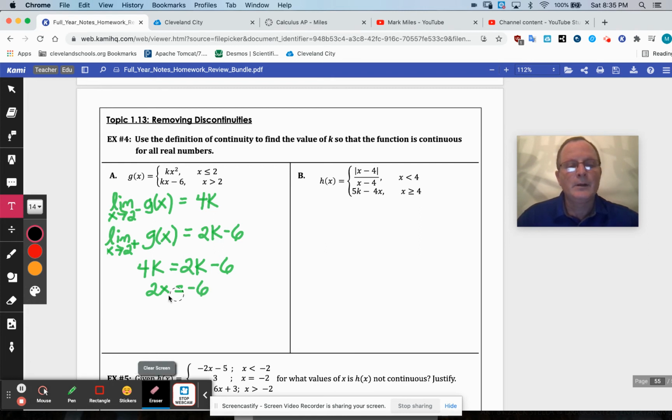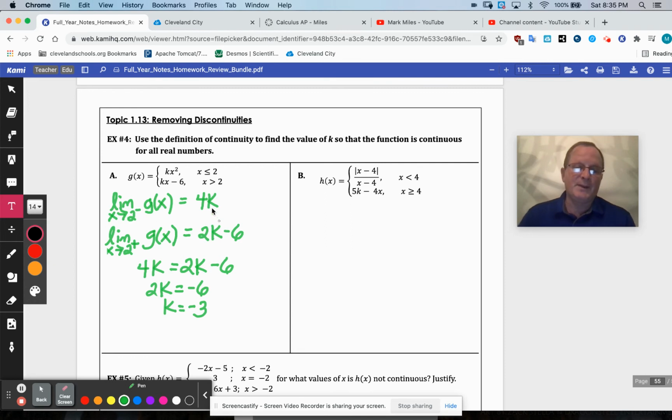K is negative 3. Now, this is the answer. But if you wanted a little justification, then you could just substitute in and show that indeed they're going to both be the same value.